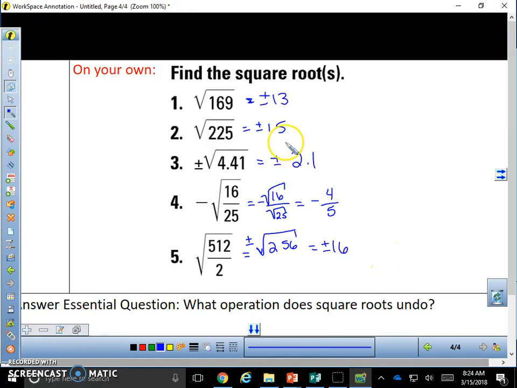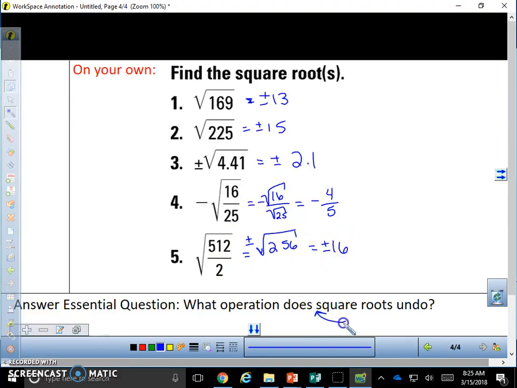Alrighty, you should have got 13, plus or minus 15, plus or minus 2.1. This one, you did want to break it up into the numerator square root and denominator square root, because those were perfect, and then leave it as a fraction. However, for number 5, because 512 is not perfect, neither is 2, we'll just go through and do the division, because that's okay too, and then we took the square root of it.